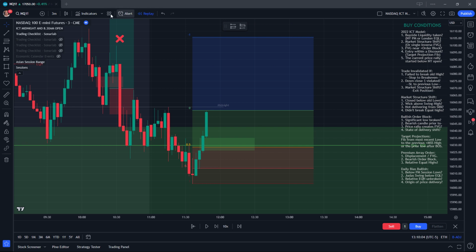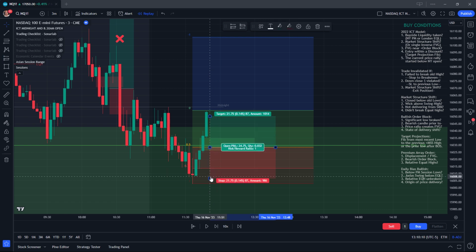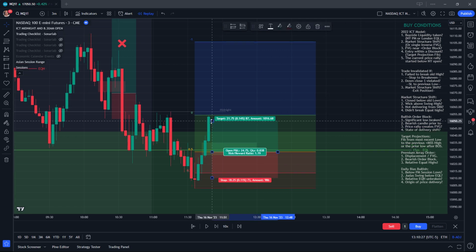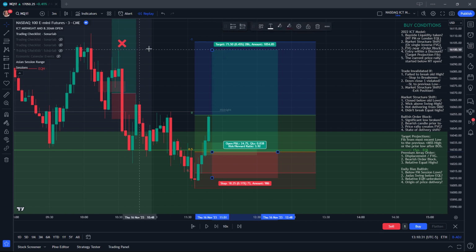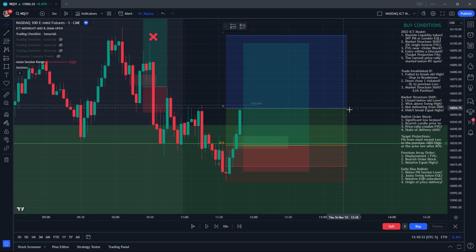Yep, and then let's just go and enter in the discount area. I really don't like this, because in order to have the stop loss covering this low here, it'd need to be over the limit that I've kind of set for myself, so I really don't like doing that. I'm going to aim for the previous high.